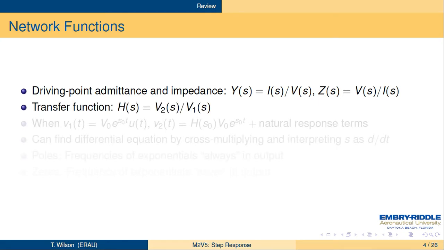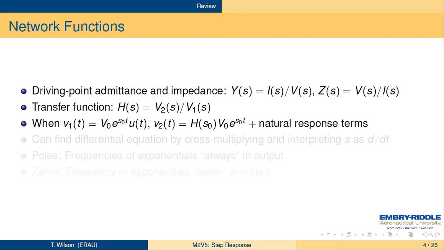We also have the idea of a transfer function, which is where you look at a terminal variable, a branch variable at one pair of terminals, and you compare it to the branch variable at another pair of terminals. So usually output relative to input, and these are in the S domain. We also saw that if the input was a form of an exponential with rate S0, then the output would have an exponential at rate S0, where the amplitude was scaled by the network function, the transfer function, evaluated at the frequency S equals S0.